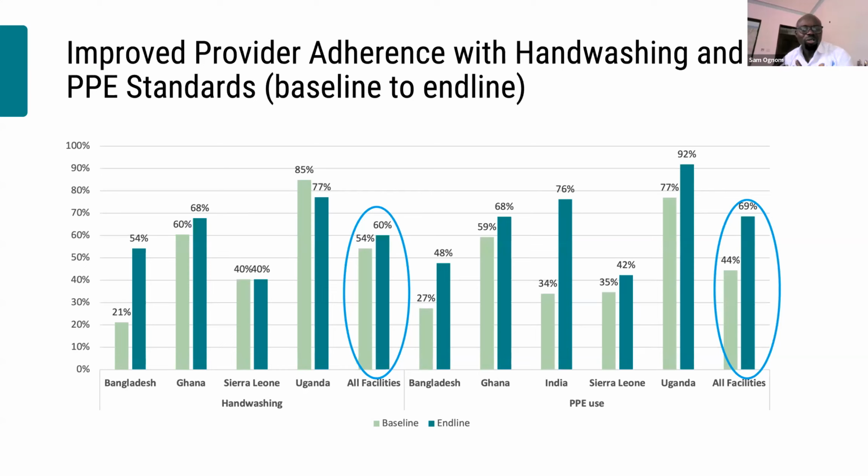Now, some of the areas we were interested in looking at were adherence to hand washing and PPE standards. When we look at all our facilities across the countries, hand washing jumped from 54 to 60, and PPE use from 44 to 69. We said if these gains we can only maintain, this is great movement. Next slide, please.